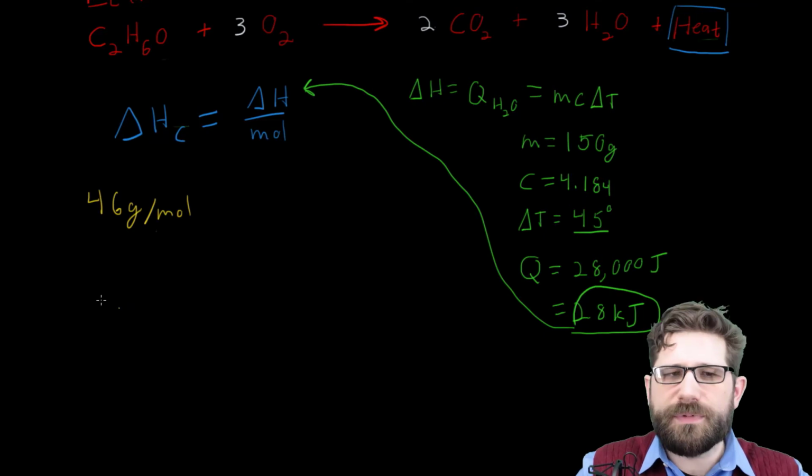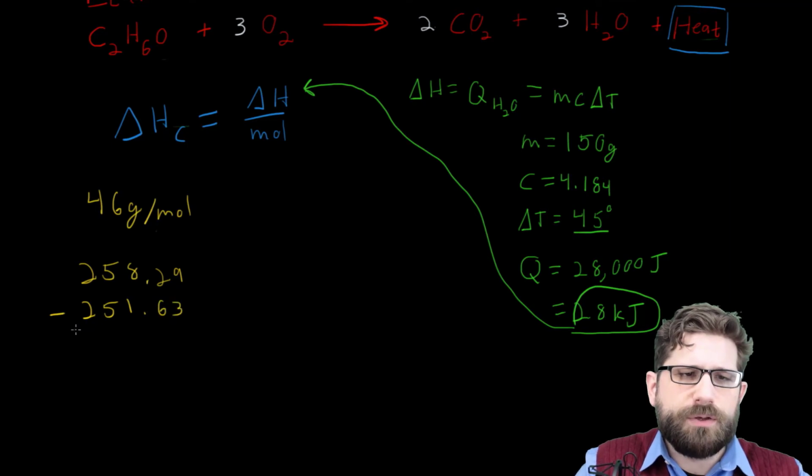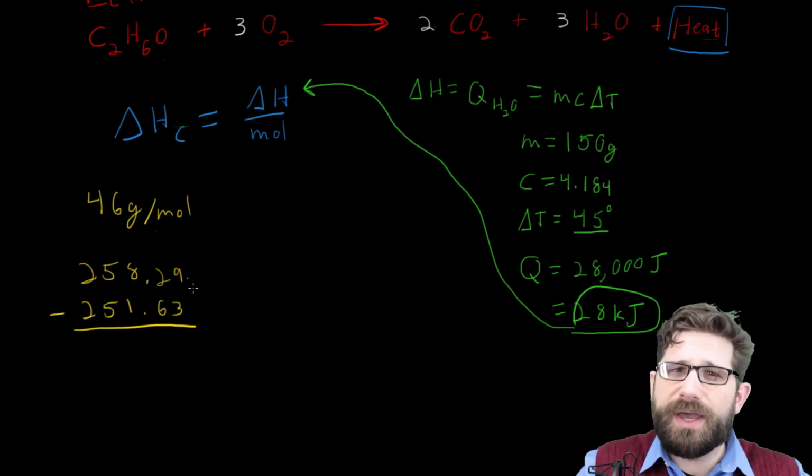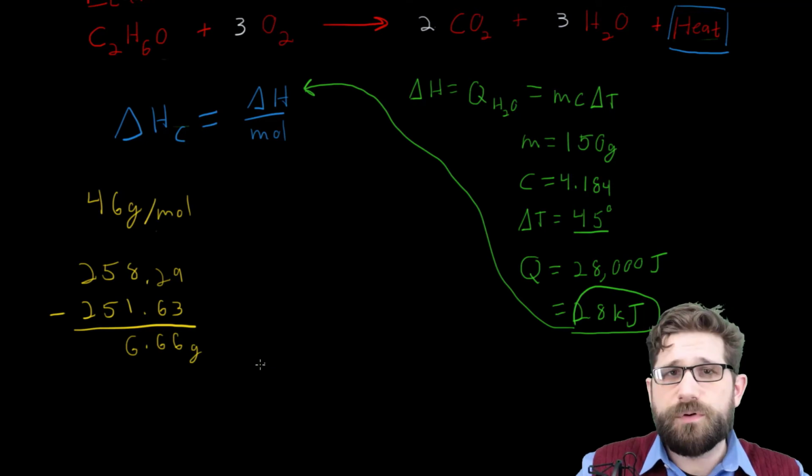This is something that we measured. You measured your initial mass. Mine was 258.29. And then I'm going to subtract my final mass, minus 251.63. So that was my final mass. So my initial mass minus my final mass gives me 6.66 grams. So I'm going to convert that right to moles.